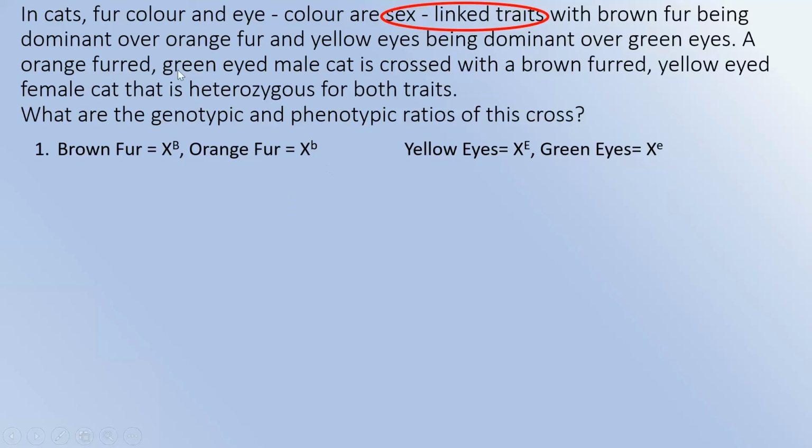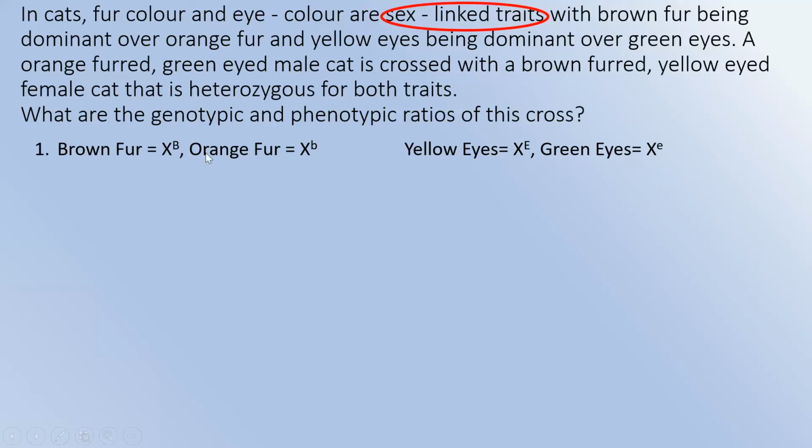Similarly, then we have green eyes and yellow eyes. We don't want to put a Y as the dominant here because our other chromosome for males is going to be a Y, so that would get confusing. So we'll go with capital E for yellow eyes and lowercase e for green eyes. The whole point of setting these is to pick letters that look different and don't look like anything else, so we're able to clearly organize information.